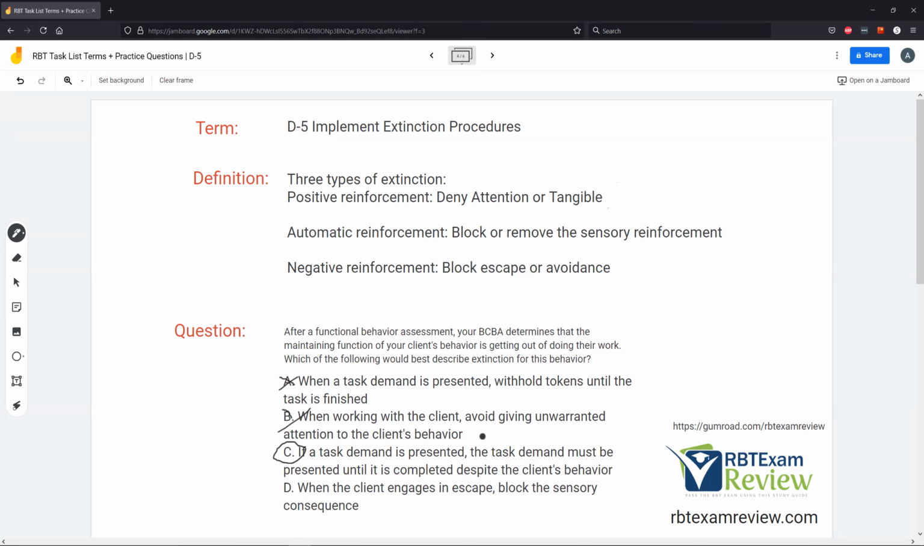So C is good. Let's read D. When the client engages in escape, blocks a sensory consequence. That is an automatic function. Our function, right, is getting out of doing their work. It's not a sensory thing. It's just simply avoiding work. Okay, so C is the best answer. Again, with extinction, you need to understand what previously reinforced the behavior, and how you can deny that reinforcement now.